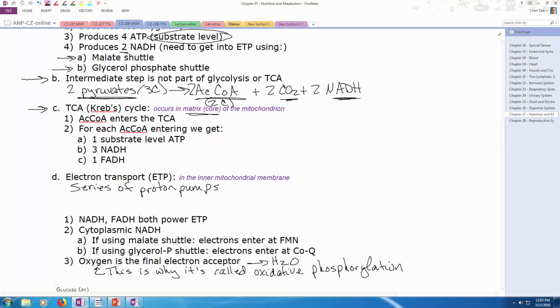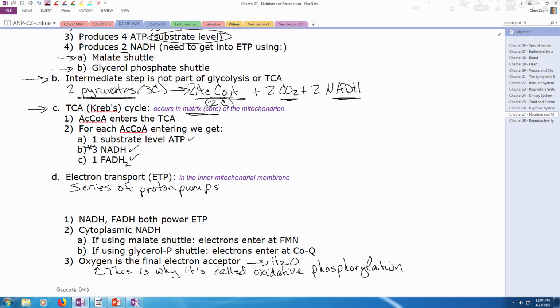For every time we feed in an acetyl-CoA, we will get 1 substrate level ATP. Remember, that's taking a phosphate group off of a molecule and adding it to ADP to make ATP. That's what substrate level phosphorylation is. We will also get 3 NADHs and 1 FADH2. And we like these guys. As a matter of fact, of all of these, we like this one because we are going to learn we can get a lot of ATP from an NADH. That's for each turn of the cycle.